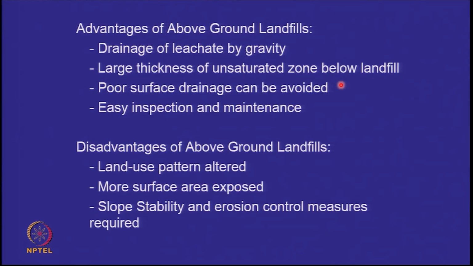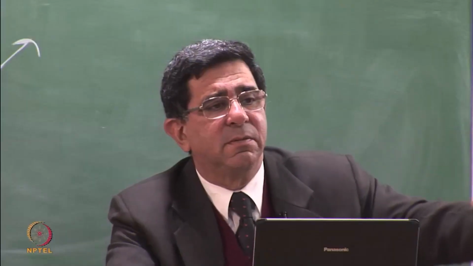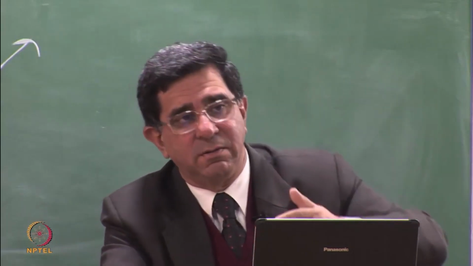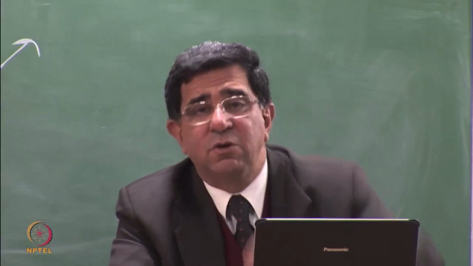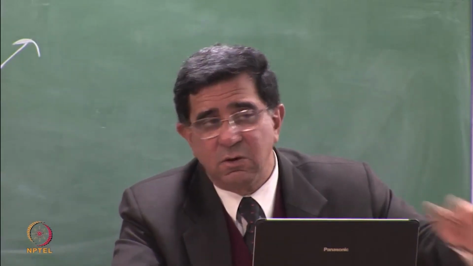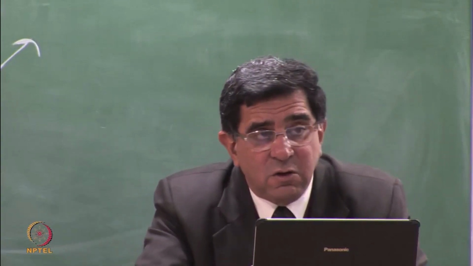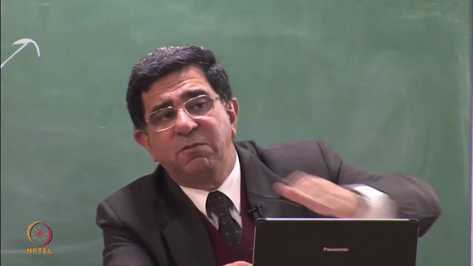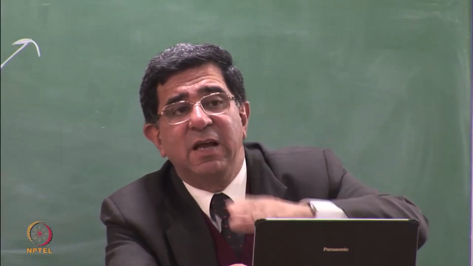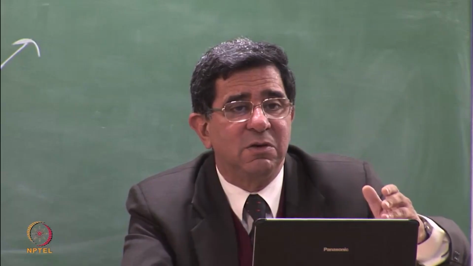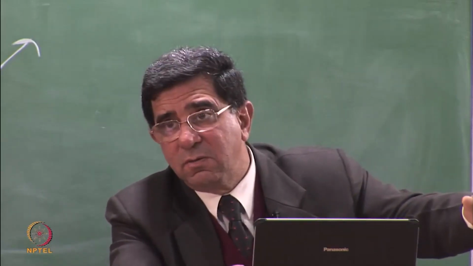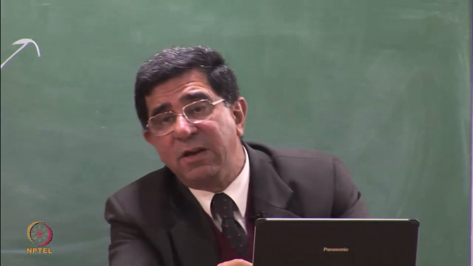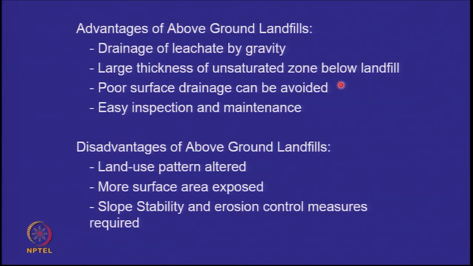But the disadvantage of above ground landfill is you have altered the land use plan. There was a horizontal ground, you made a mound on it. More surface area is exposed, the top is exposed and the sides are exposed. So because more surface area is exposed, there are issues of slope stability and erosion control. In a below ground landfill, what is exposed? Temporarily the side surface areas will be exposed during the excavation and placing of the waste. But after that, only the top is exposed. So there is no slope above the ground. So the disadvantage is here your slope will remain there for the entire life and the post closure period. So more surface area exposed and slope stability issues.